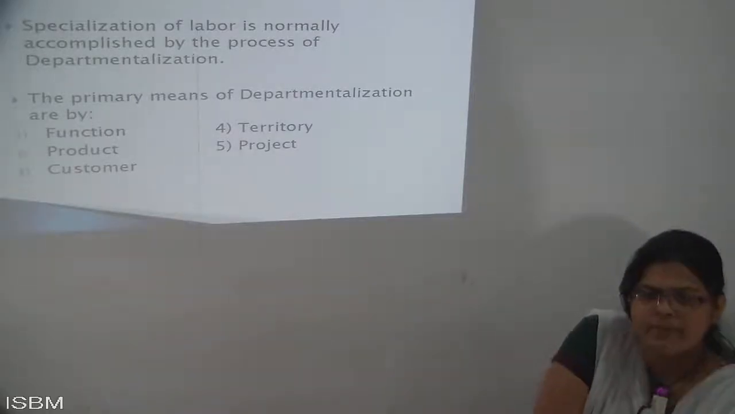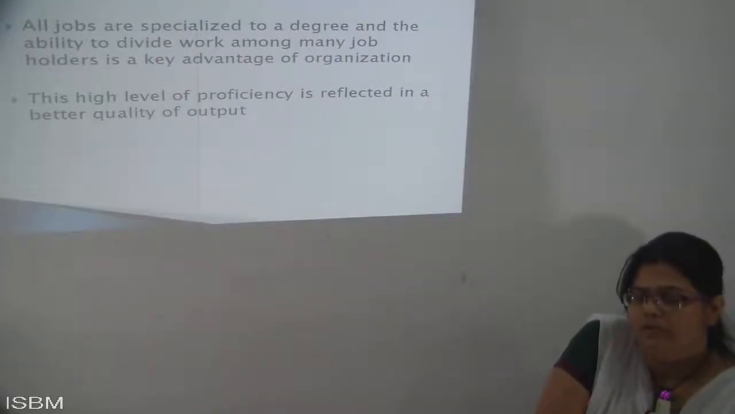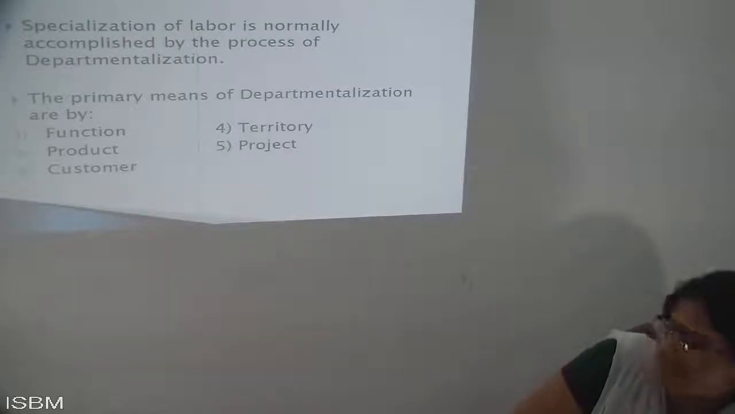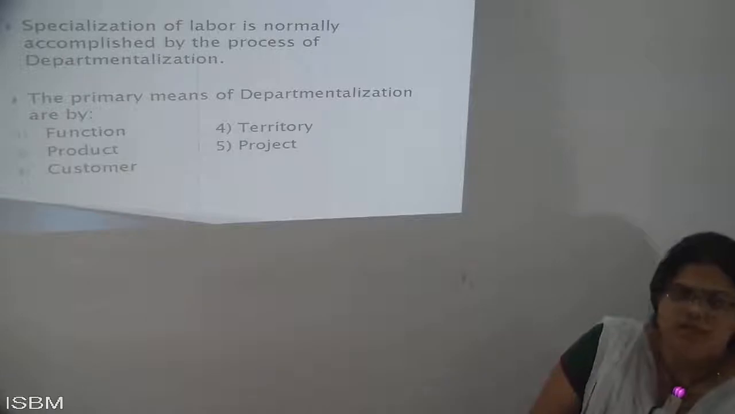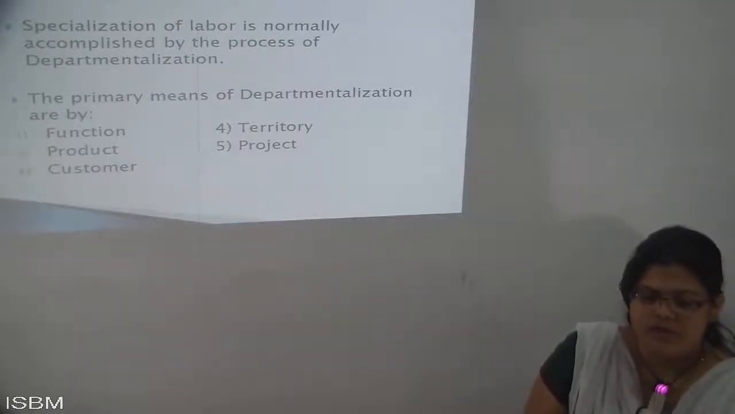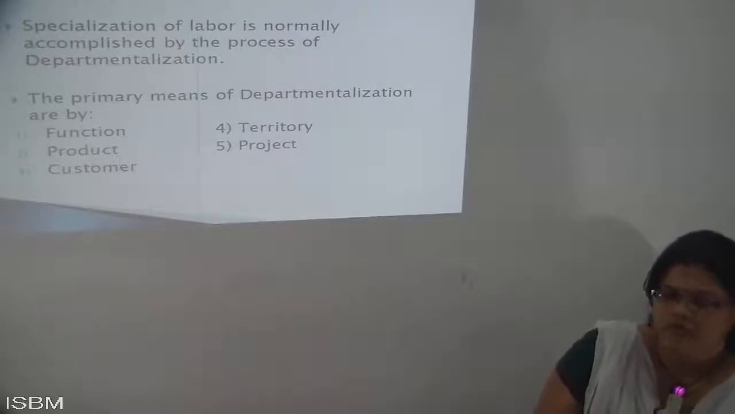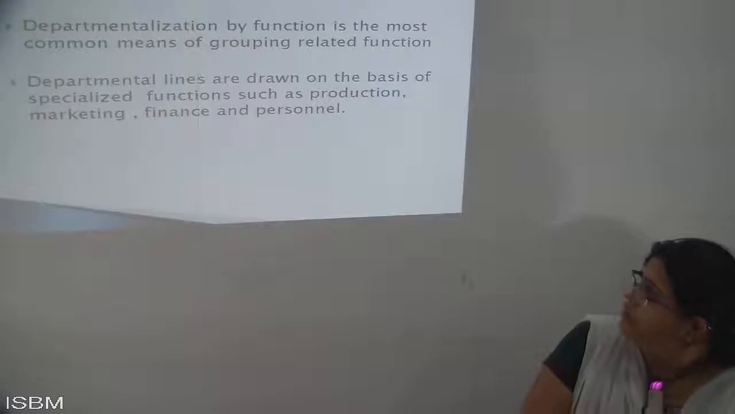Next is the departmentalization structure, because you build it with the help of specialization, and then you can do departmentalization. There are different types of departmentalization: by functions, products, customers, territory, and projects. These are the different ways you perform departmentalization. That is the primary means. That's the first type of scope you work with.